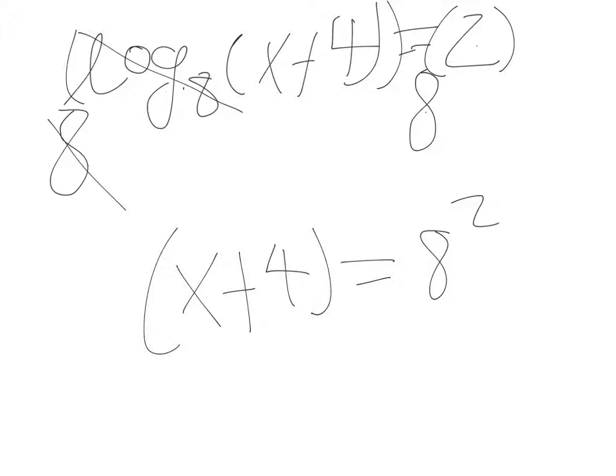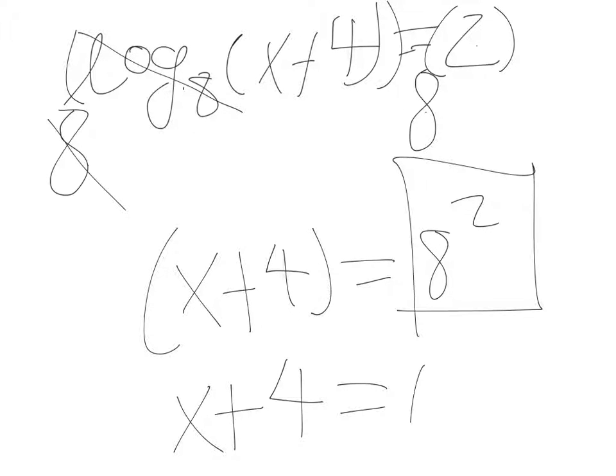So at this point, just finish up solving this problem. On the left side, those are not like terms, so I can't do anything. On the right side, though, we know what 8 squared is. It's 64. Then our last step here, just get x by itself, subtract 4, and I get x equals 60.